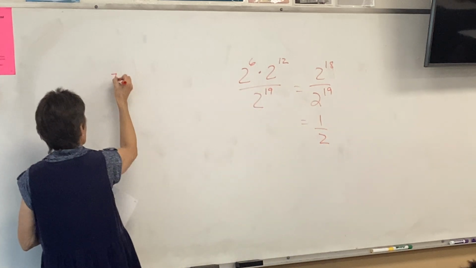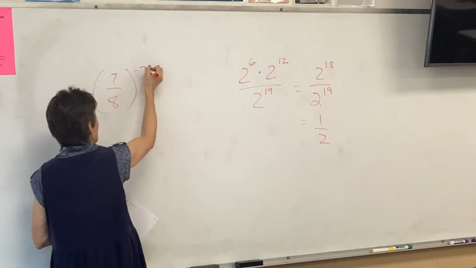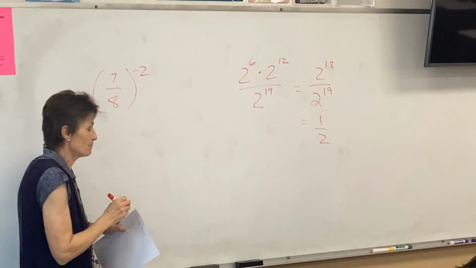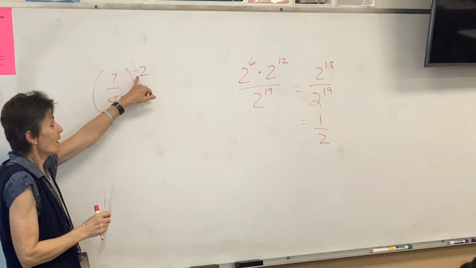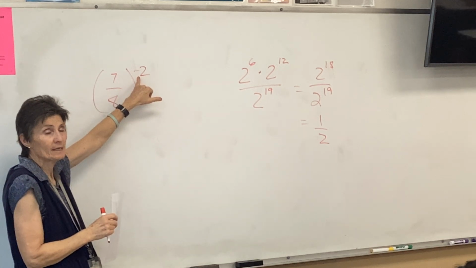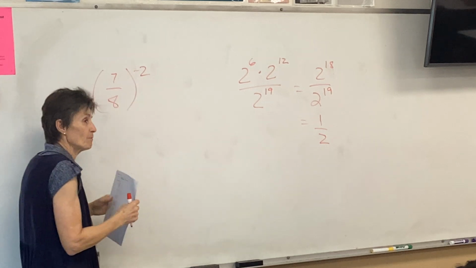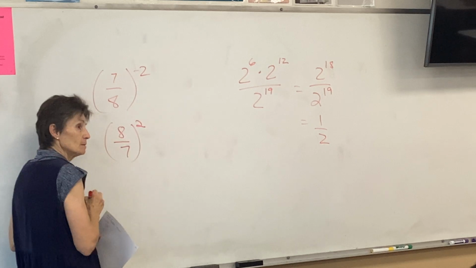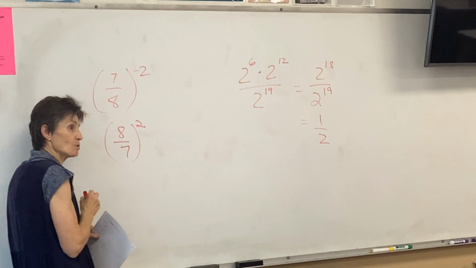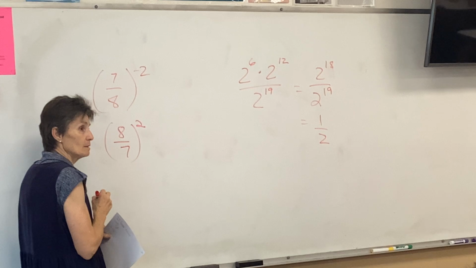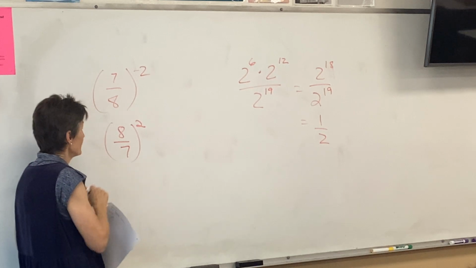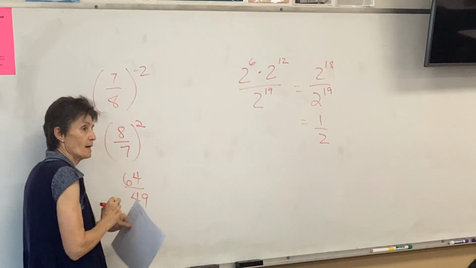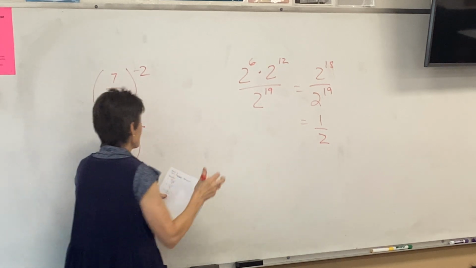Let's go. All right. 7/8 to the -2nd. Flip the fraction over. Whenever you have a negative exponent, you're going to flip the fraction. So that's going to be 8/7 squared. We never mess around with the exponent. It just becomes +2. And then we just square everything. So 64 over 49. That's the answer.